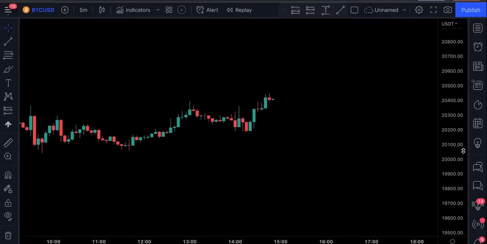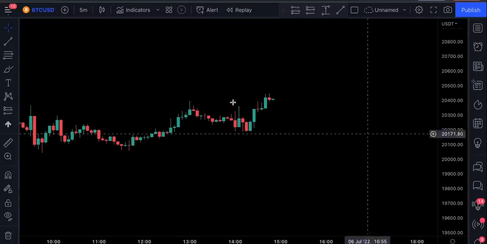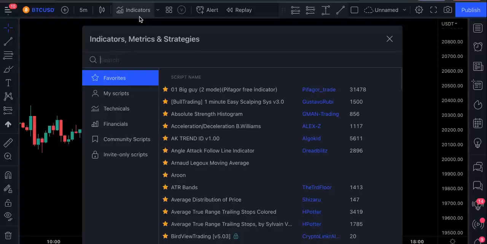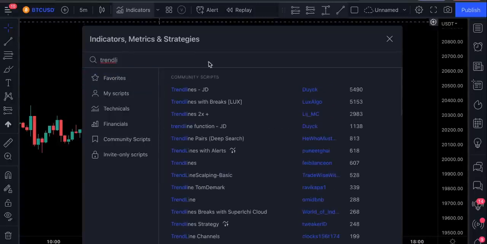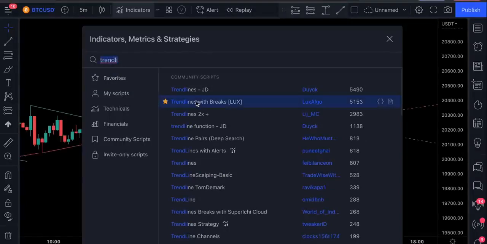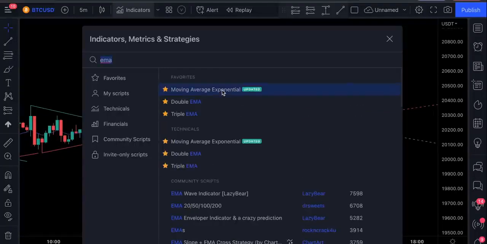Okay, we're currently looking at the price of BTC USDT on a 5-minute time frame, and this strategy consists of 3 free TradingView indicators. For the first indicator, let's add trend line with breaks. This indicator by Lux Algo. For the second indicator, let's add an exponential moving average. And finally, let's add a regular volume to the chart.